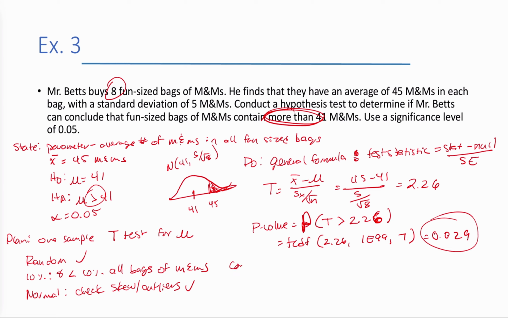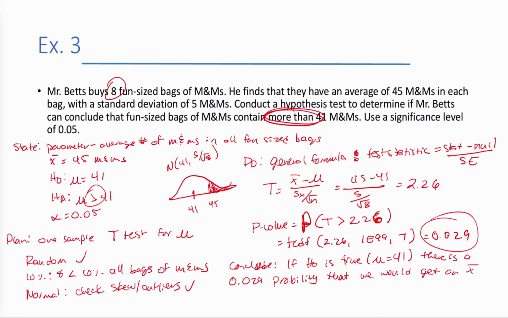So we conclude, and I'm definitely going to run out of space for the conclusion here, but if our null is true, that mu does equal 41, there is a 0.029 probability that we would get an x bar of 45 or greater purely by chance. It's the first part of the conclusion. We'll go up here.